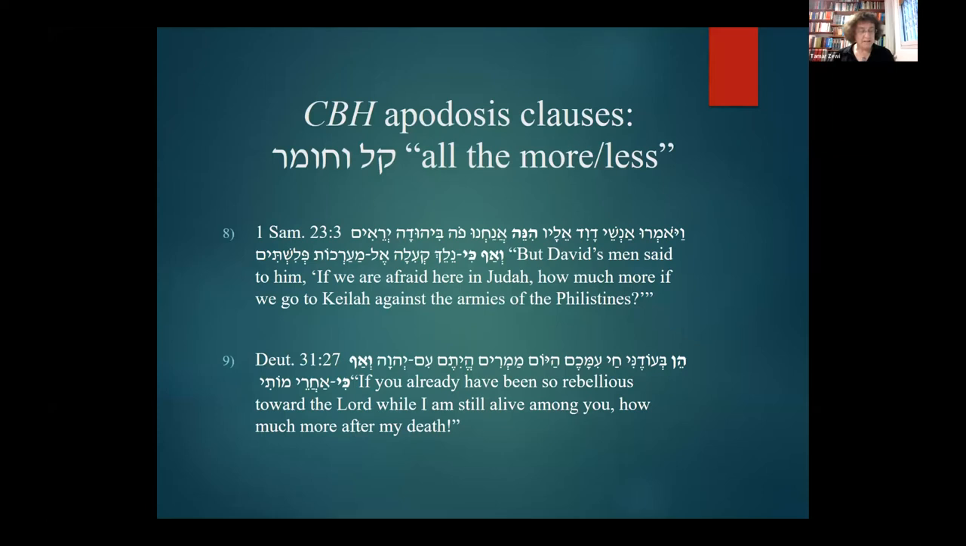And nine, Deuteronomy 31:27, ועודני חי עמכם היום, ממרים הייתם עם אדוני ואף כי אחרי מותי. If you already have been so rebellious towards the Lord while I am still alive among you, how much more so after my death.